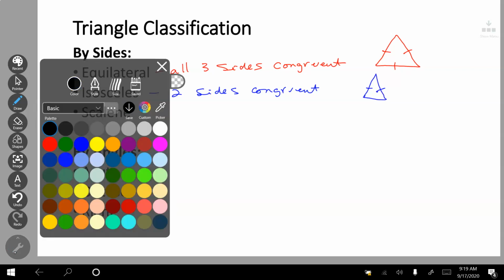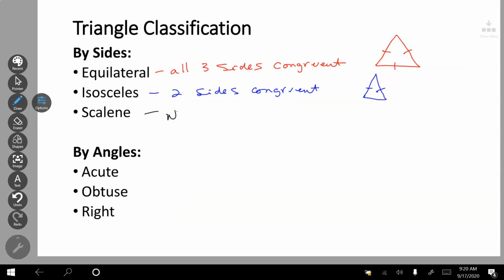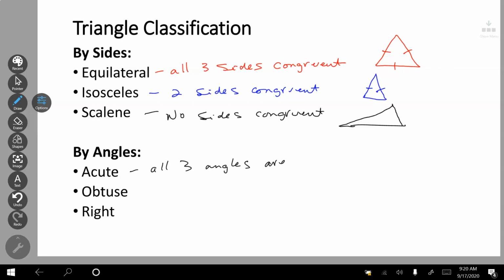And scalene is no sides are congruent. Maybe something like this. I don't know, something like that. Another way is by the angles. Acute triangle is all three angles are acute. And acute means less than 90 degrees.